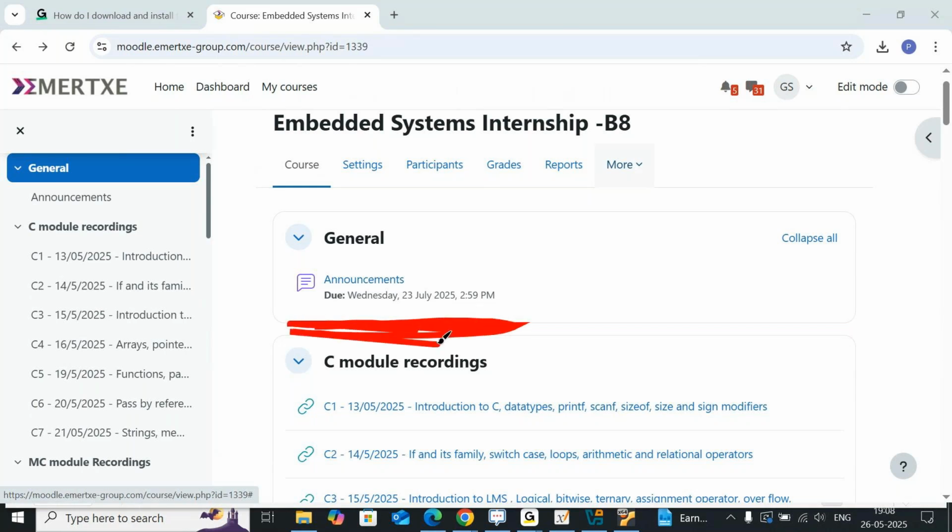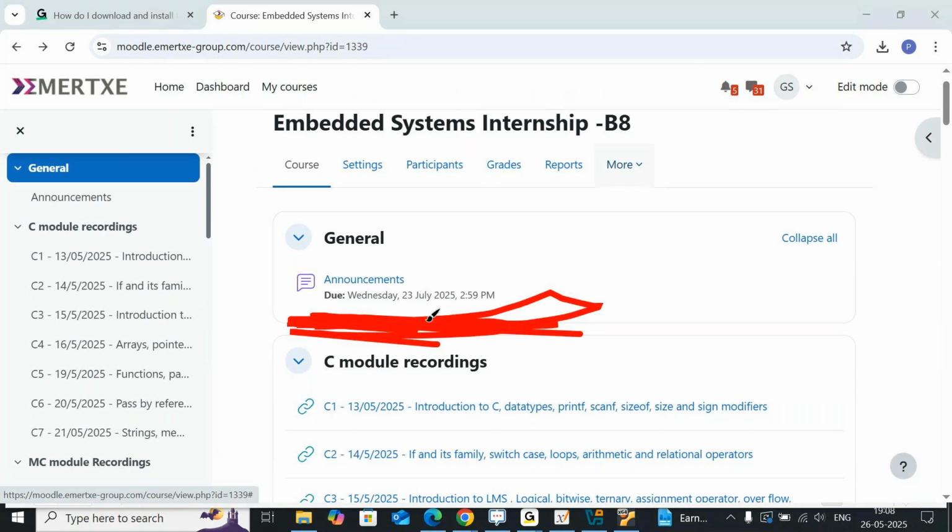So any doubts related to the class, or if you're getting any errors based on the installation, you can post the questions here. So I will be replying, or another mentor will be replying to your queries. So that will be added immediately after the class. We will add this discussion forum.